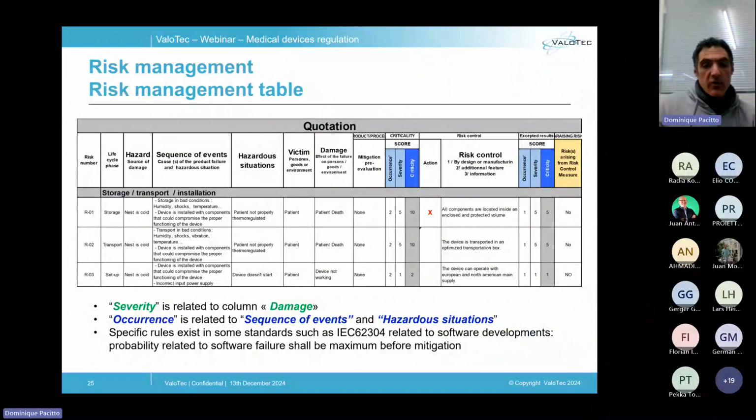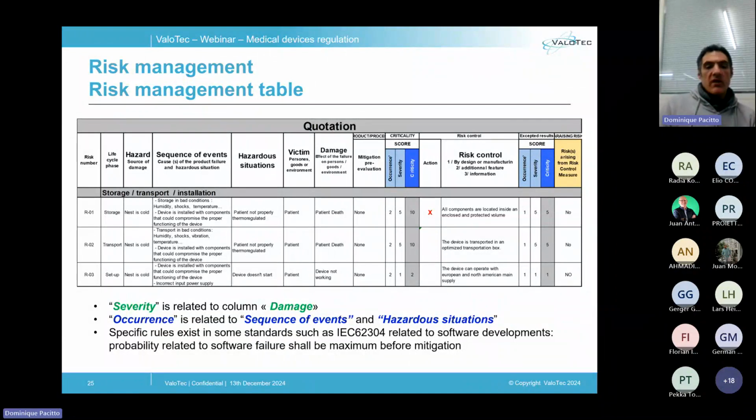The assessment of the severity should be performed according to the description provided in the column damage. And the assessment of the occurrence should be performed according to the description of the current sequence of events and the one of the hazardous situation.